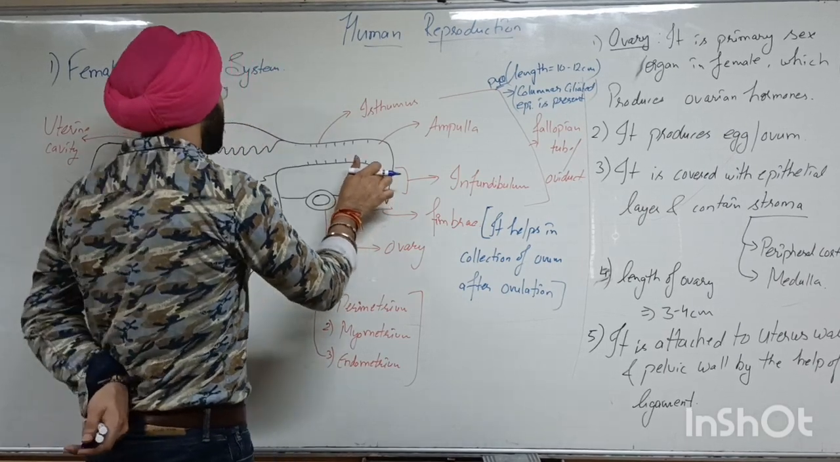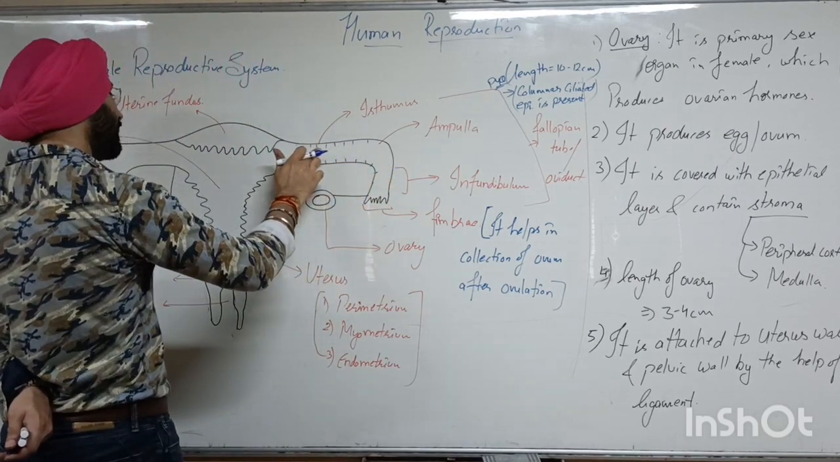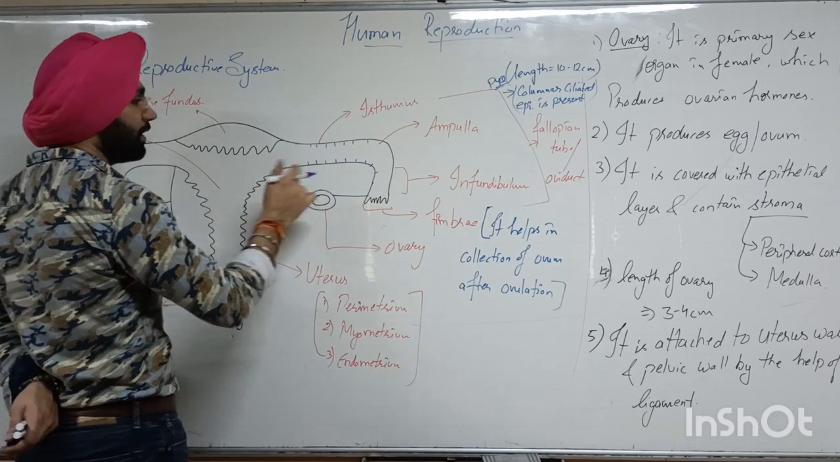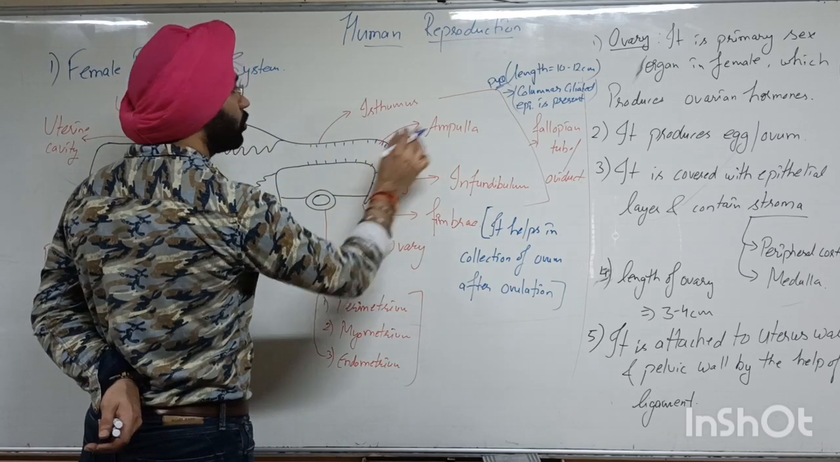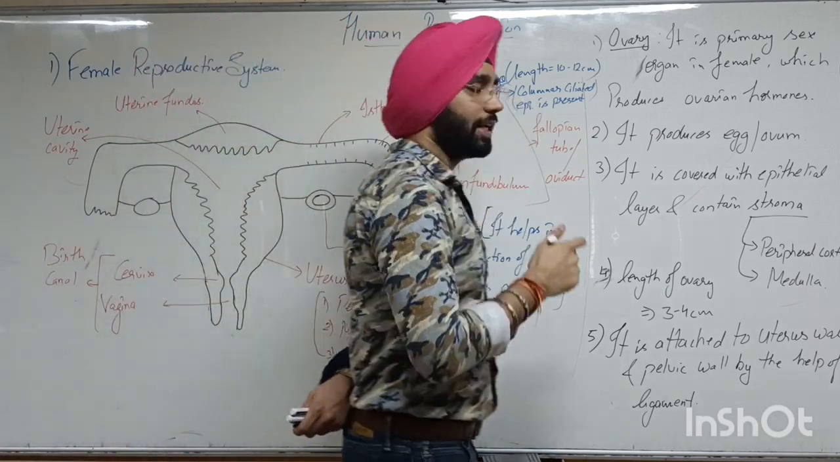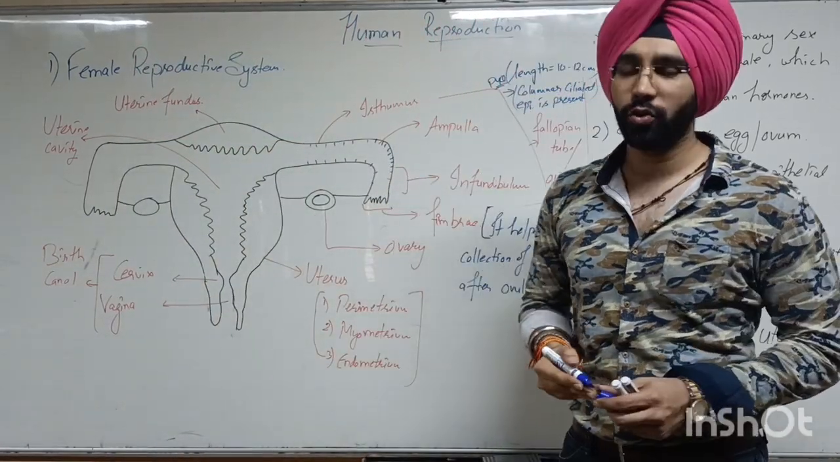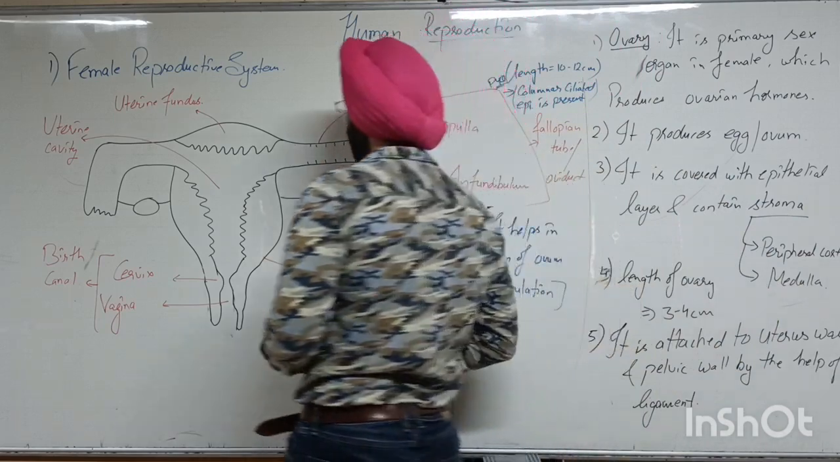Now the ovum needs to be transferred into the uterine cavity by means of cilia, which are present in the inner lining of the fallopian tube, known as columnar ciliated epithelium. That's a PYQ question, and you need to remember it.